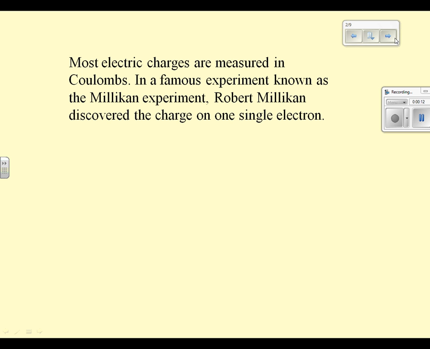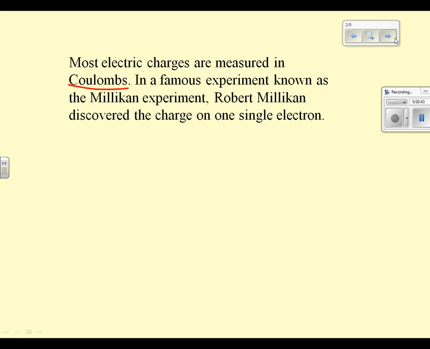Most of this is just sort of preliminary stuff. So, electric charge is measured in coulombs. In a famous experiment known as the Millikan experiment, Robert Millikan discovered the charge on a single teeny tiny electron. What is that charge? Anybody remember? 1.6 times 10 to the minus 19 coulombs.